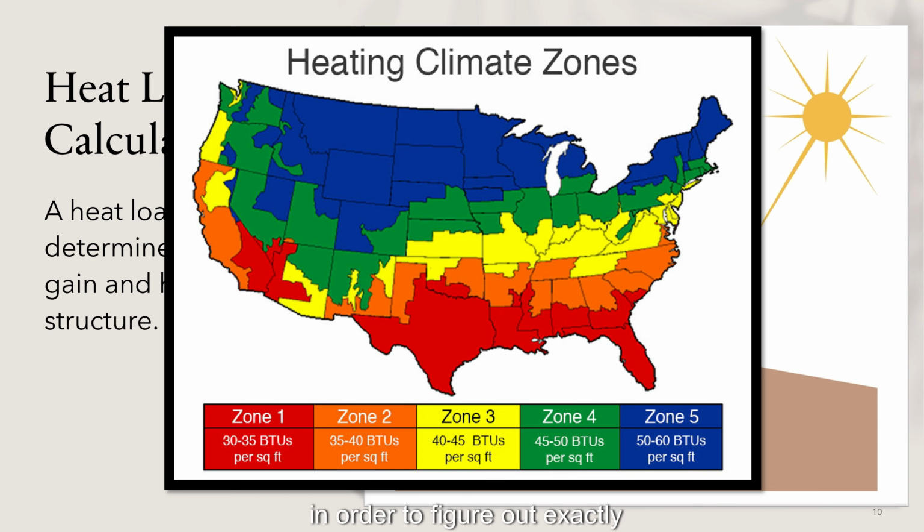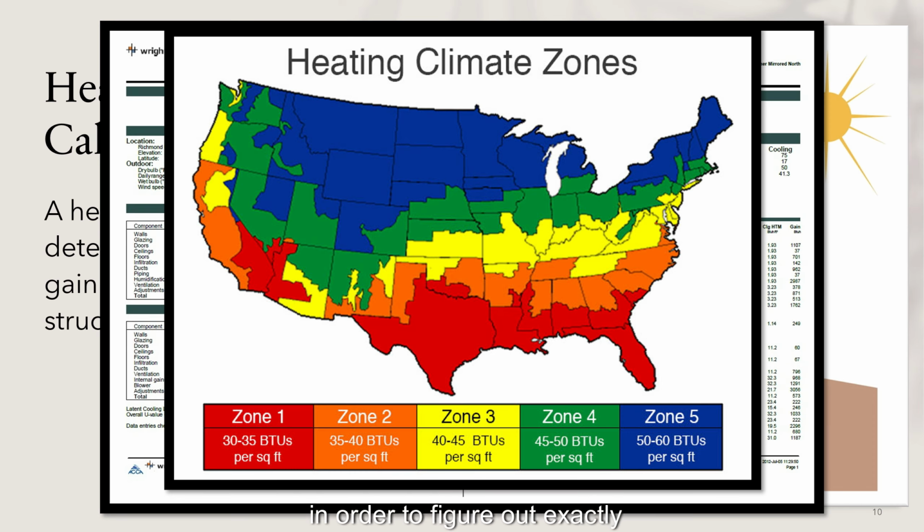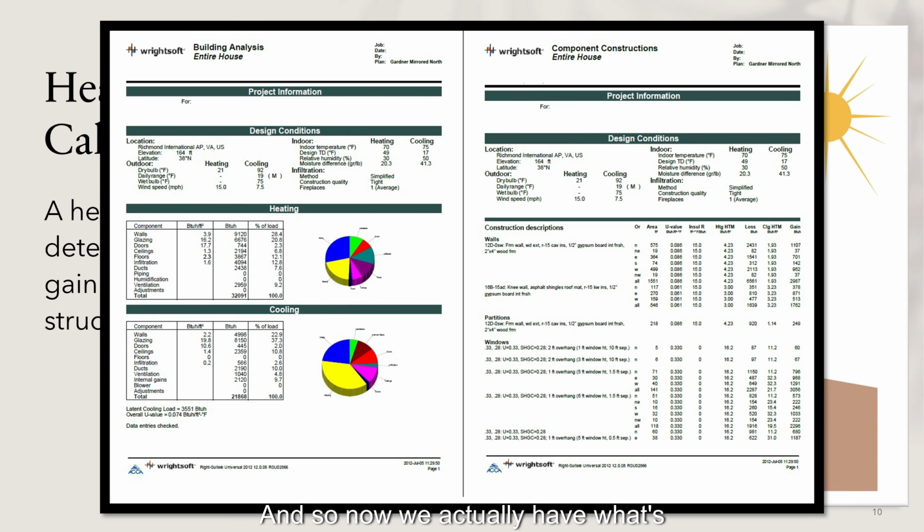And so in order to figure out exactly what we need, we actually have what's called a heat calculation. This takes into account everything that's part of the home and determines exactly what size heating and cooling system we need for that space.